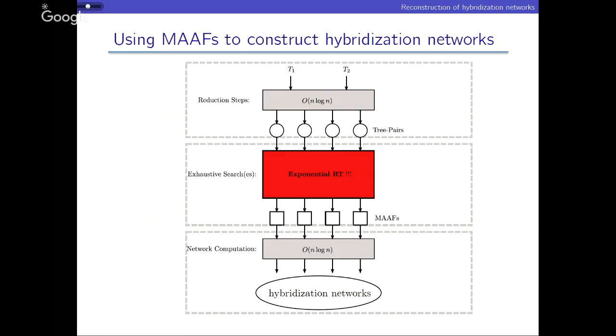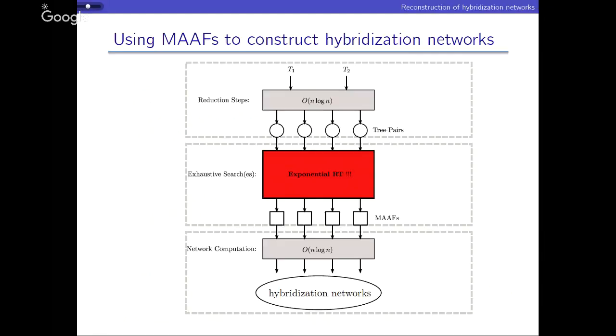And so this is the idea of how often networks are reconstructed. We start by having two trees, we reduce this problem into subproblems using the reduction steps that I just mentioned, and then we solve these subproblems with an algorithm with an exponential running time, and we get the networks that we can attach back to recover the hybridization network as I showed previously. So this is the overall idea of lots of the algorithms that reconstruct hybridization networks.